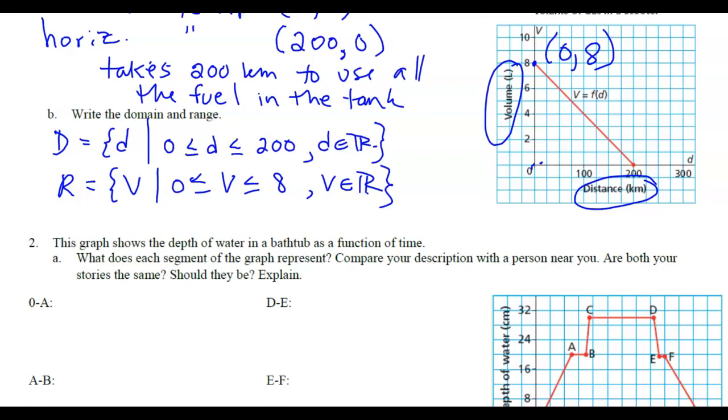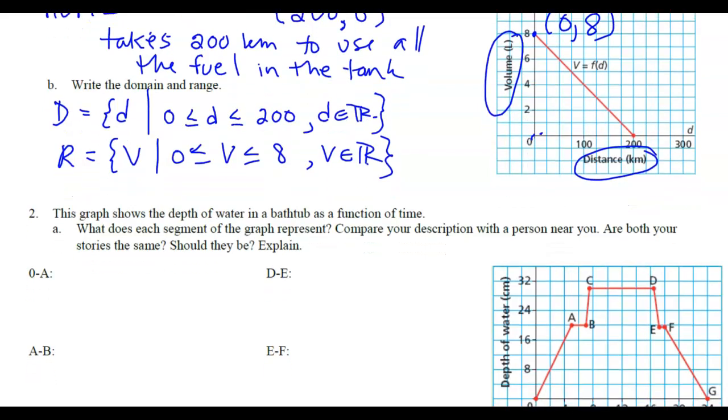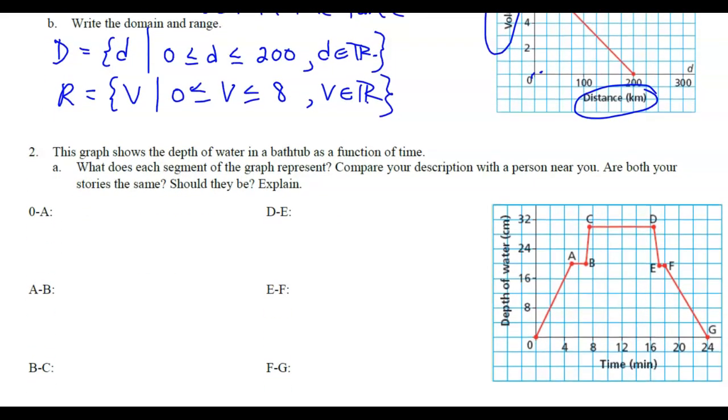Okay. So next one, different graph to interpret. This says, this graph shows the depth of water in a bathtub as a function of time. So what does each segment of the graph represent? Compare your description with a person next to you or near you. Are both your stories the same? Should they be the same? Okay, so they should be pretty similar.